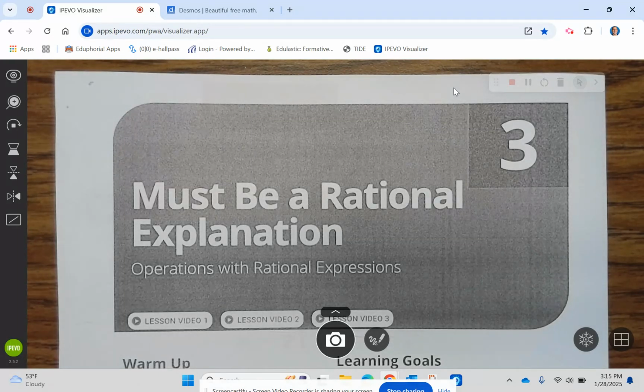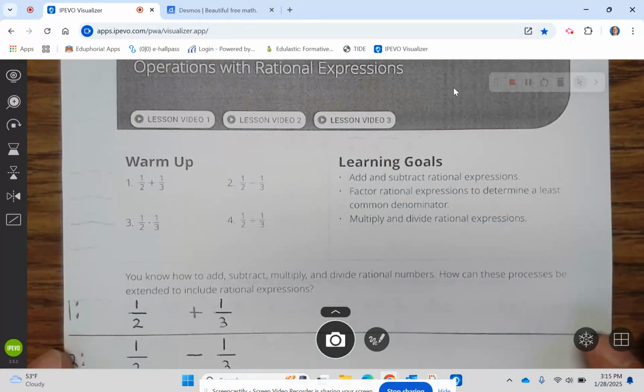So we're at 3. Must be a rational explanation. Operations with rational expressions. Let's take a look at the warm-up.